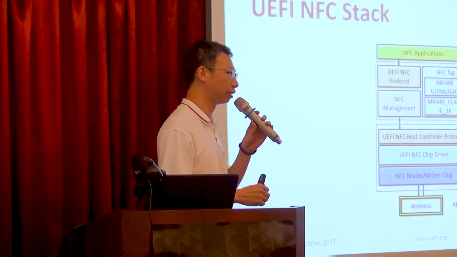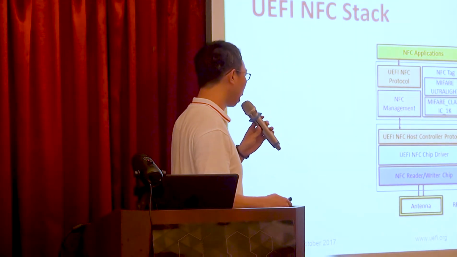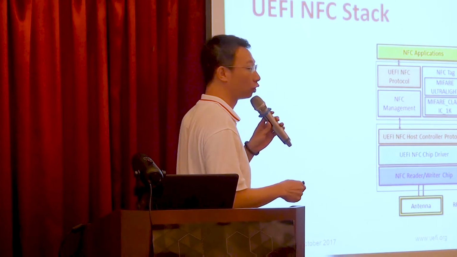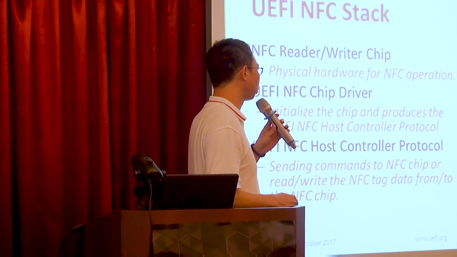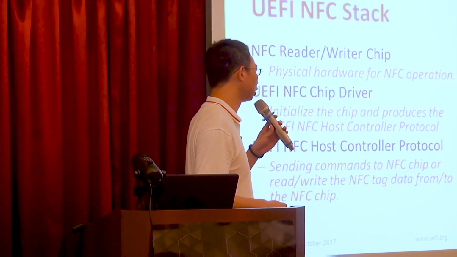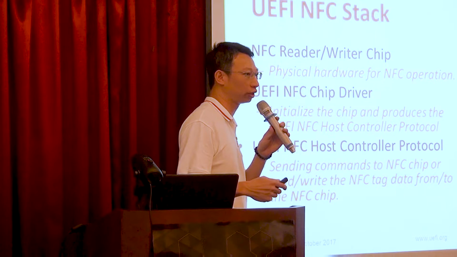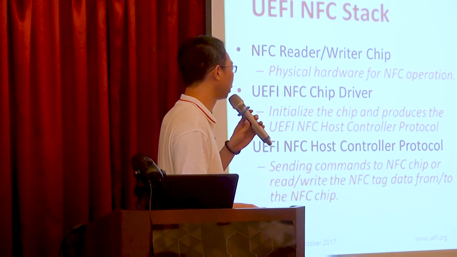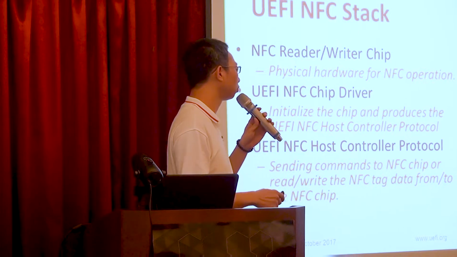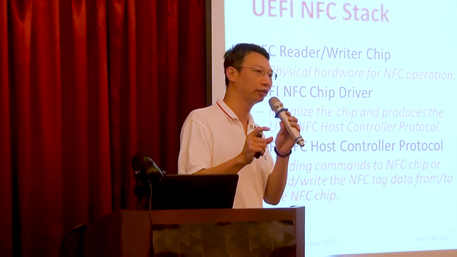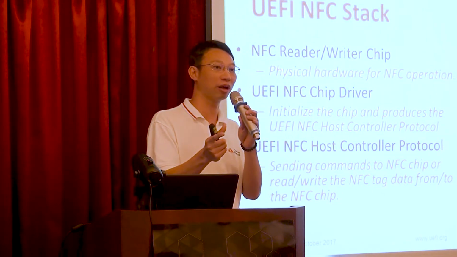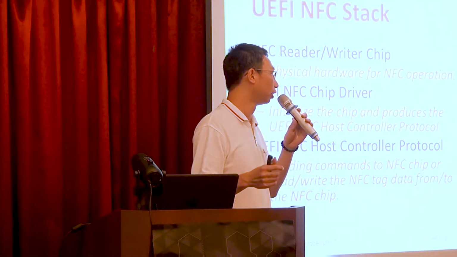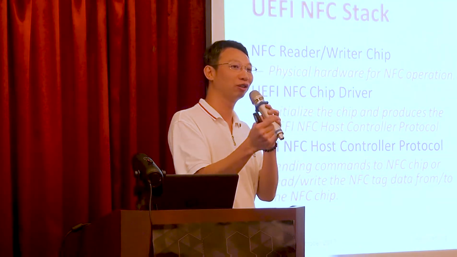Here is the block diagram of the stack. I will explain this stack from bottom to top. First, to support NFC in your system, you will need a reader-writer chip to sense NFC tags. You can read or write the data, and you need an antenna embedded in the system as well. Normally, mainly mobile systems like phones have an NFC reader. But if your target platform is a desktop or notebook without NFC, you can buy an off-the-shelf NFC dongle to have this capability.